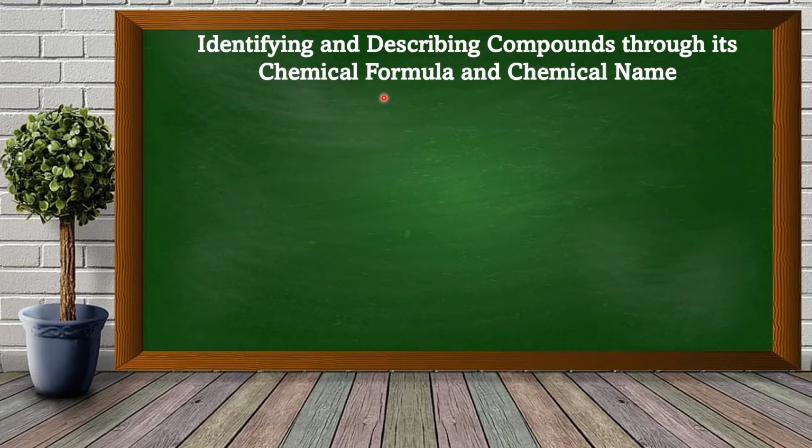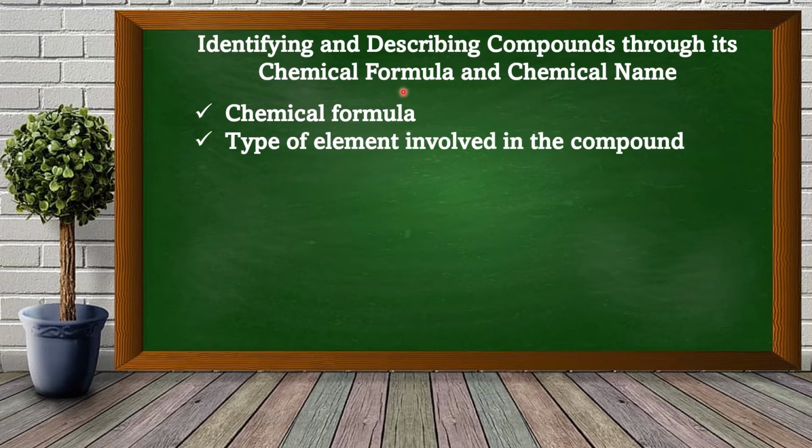Ionic and covalent compounds can be identified and described through their chemical formula and name by observing the types of elements involved in a compound. In chemistry, the chemical formula is a symbolic expression signifying the number of atoms present in a molecular substance. We determine the type of atom by referring to its chemical symbol. The number of atoms is determined by the subscript attached to the symbol. On the other hand, chemical name shows the name of each element involved in a compound.